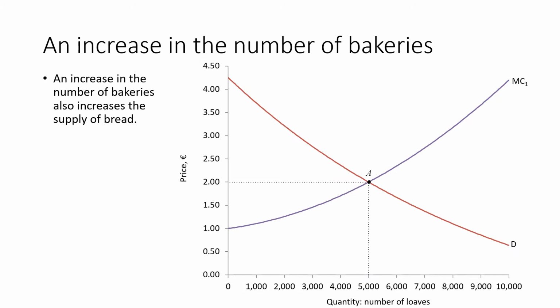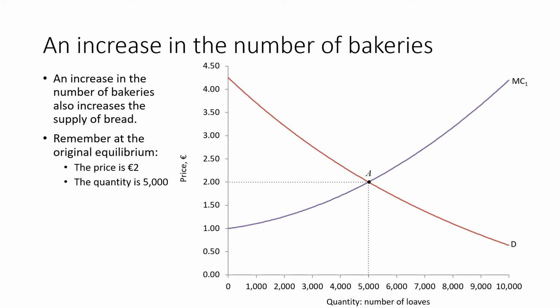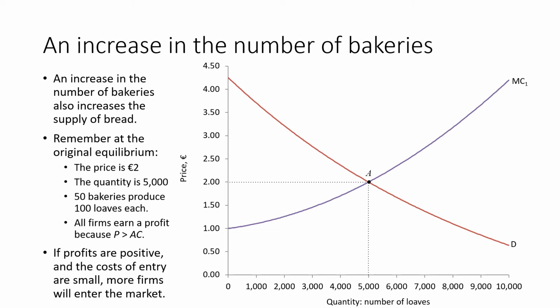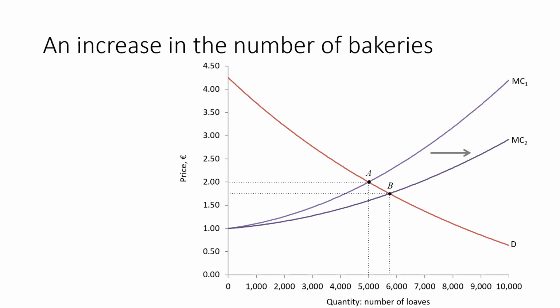An increase in the number of bakeries also increases the supply of bread. So remember, at the original equilibrium, the price was €2, and the quantity sold was 5,000, and there are 50 bakeries producing 100 loaves each. All firms here were earning a profit, and the reason for that was the price of €2 was greater than their average cost, which you can't see in this figure, but they were producing a positive profit. If profits are positive, though, and the costs of entry are small, then more firms are going to enter this market.